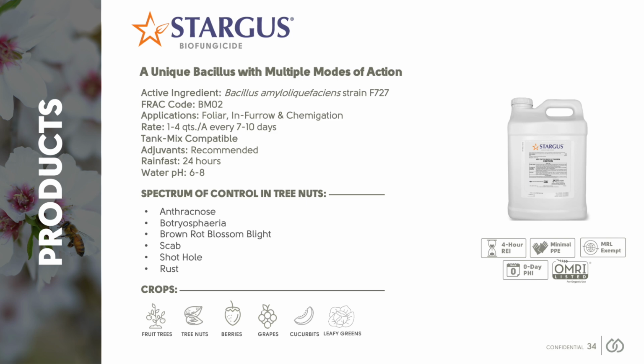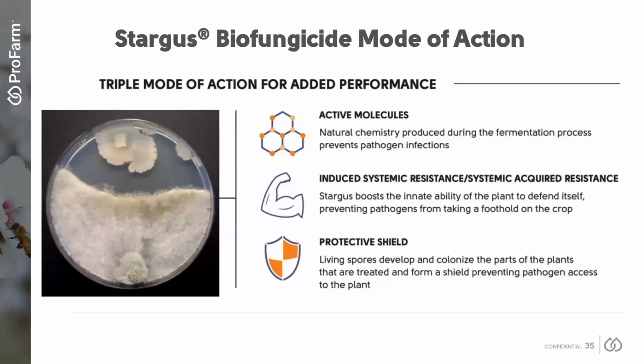Stargus biofungicide offers broad spectrum control and can be used to prevent or treat numerous fungal diseases on tree nut. And the activity of this product is driven by the live microbe Bacillus amyloliquefaciens strain F727. Stargus biofungicide provides multiple layers of activity.